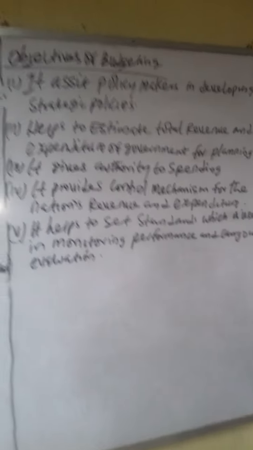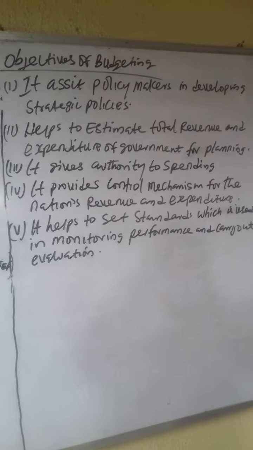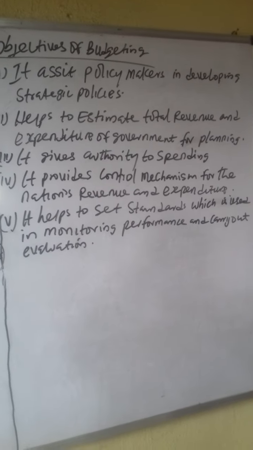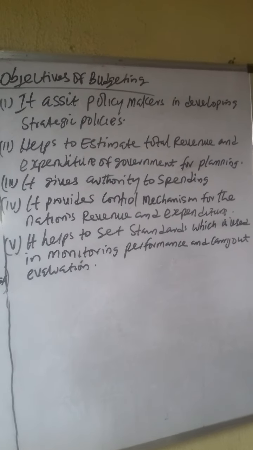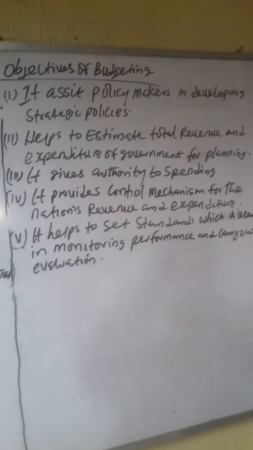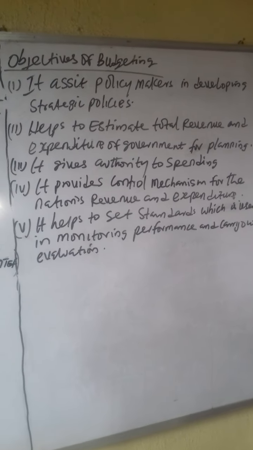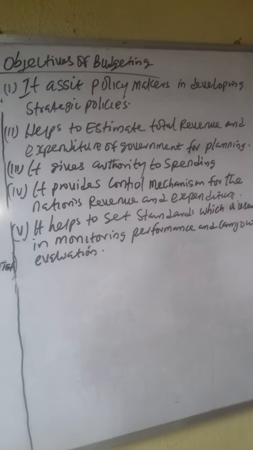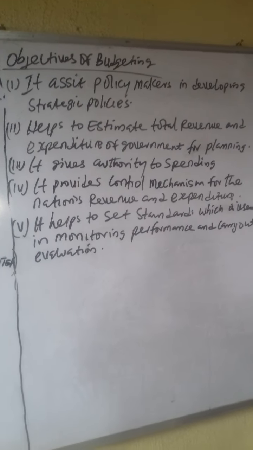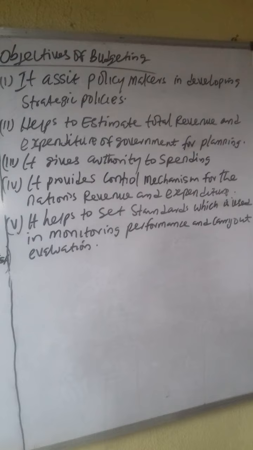Number two, the budget helps to estimate total revenue and expenditure of government for planning. Number three, major objective of budgeting is to provide authorization for spending. That is, give authority to spending.